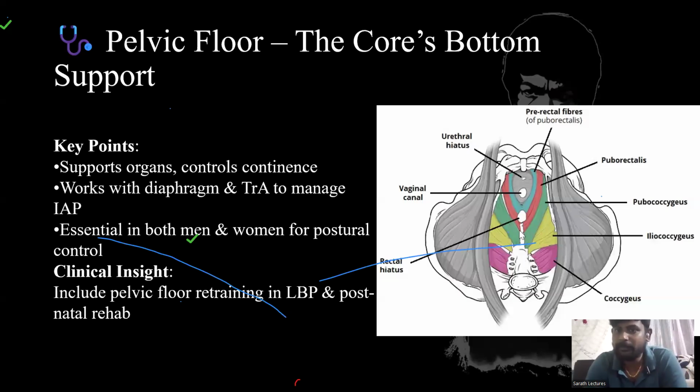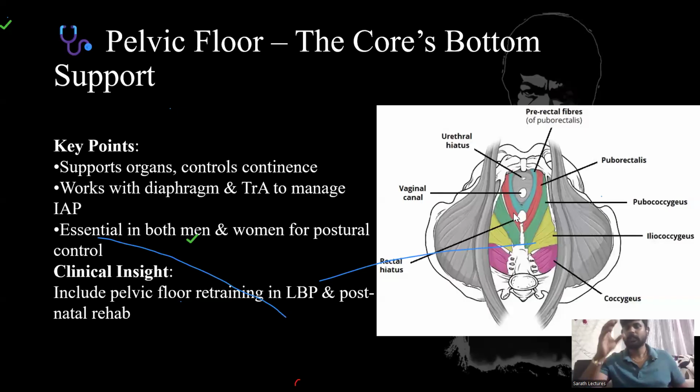This is like a female pelvic floor. That's why there is the urethral hiatus, the vaginal canal, and the rectal hiatus. Now you see this puborectalis muscle. Usually it comes from the pubis, crosses over the rectum, and goes like this. The main function of this muscle is to maintain the anorectal angle.